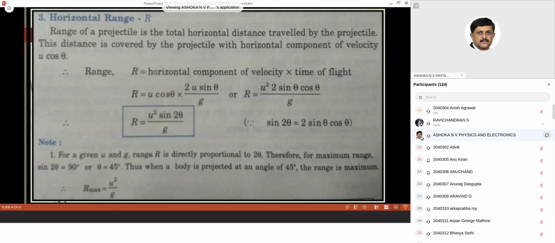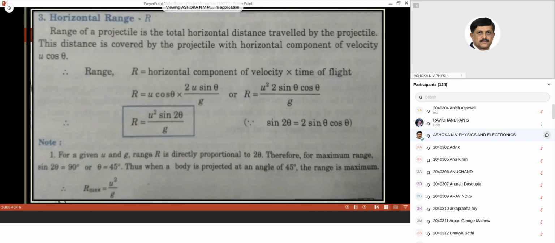Theta means sine 2 theta will have its maximum value, that is 90 degrees. Therefore, if 2 theta is equal to 90, theta will be 45 degrees. If you put sine 45, that is 2 theta equal to 90, sine 90 is 1, then the maximum range of the projectile, which depends on sine 2 theta equal to 1, is u square by g. This is the maximum range.